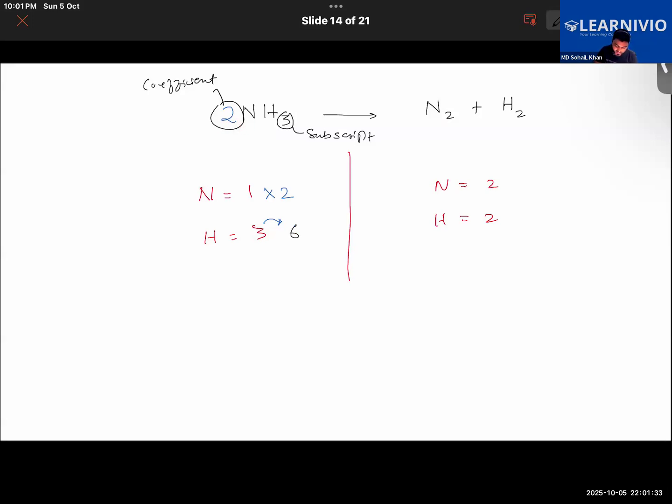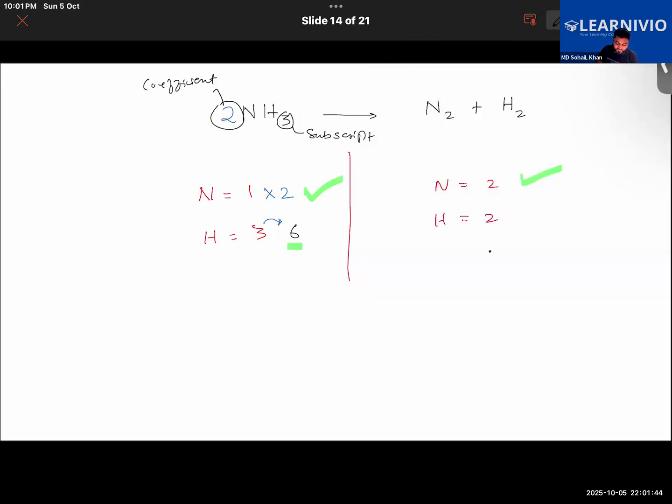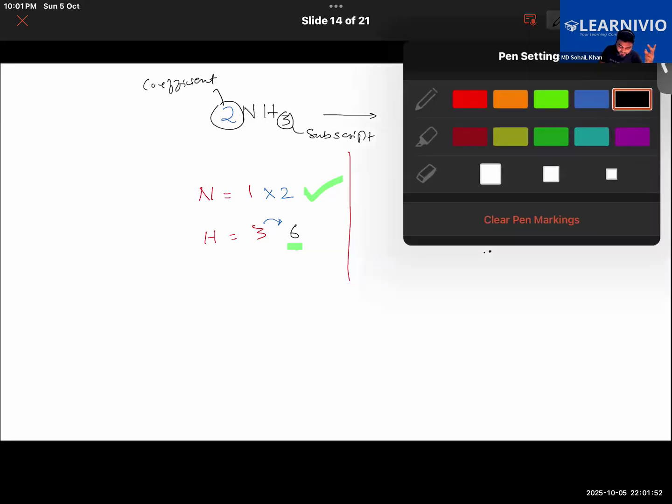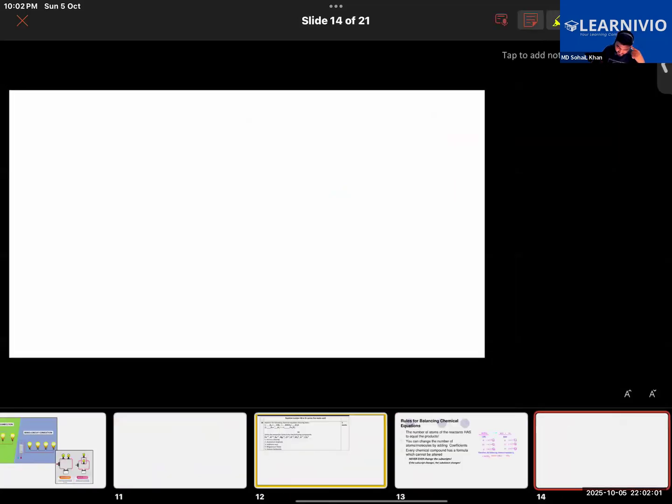So nitrogen was already balanced here, right? Now the new number of hydrogen atoms is 6. Here it is 2. So what should we do to make it 6? Multiply 3 into 2. So that becomes 6 and we will write 3 here. So isn't it balanced now? Yes, sir, it is. Okay, I'm going to give you some questions. Let's do the questions given in this.